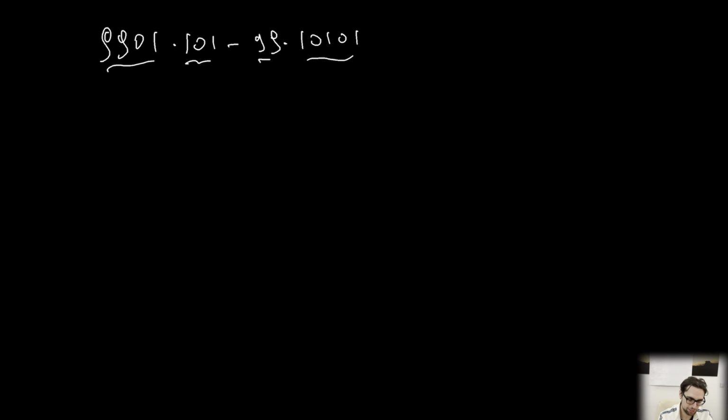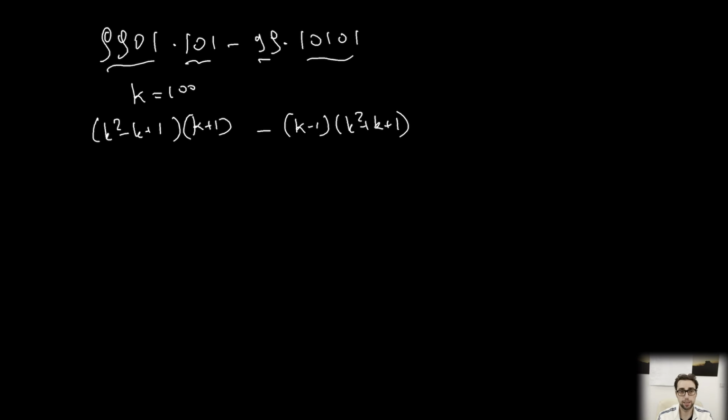So let's just see if we set k equal to 100. This becomes k plus 1, and this is k squared minus k plus 1, and this becomes k minus 1, and then this is k squared plus k plus 1. And now, I'll give you 5 seconds. Do you notice anything?